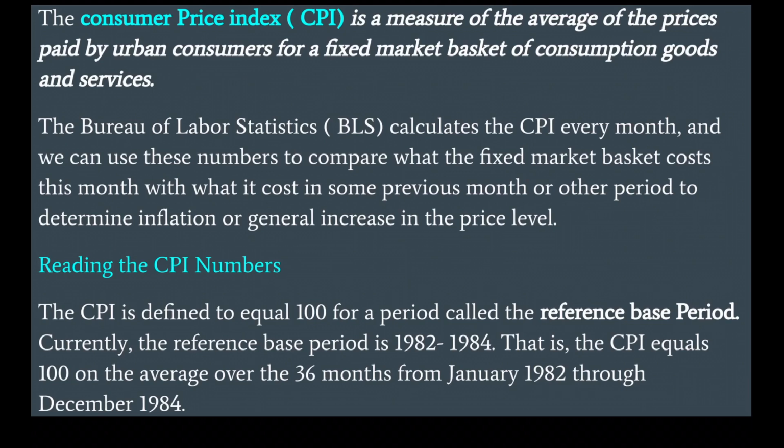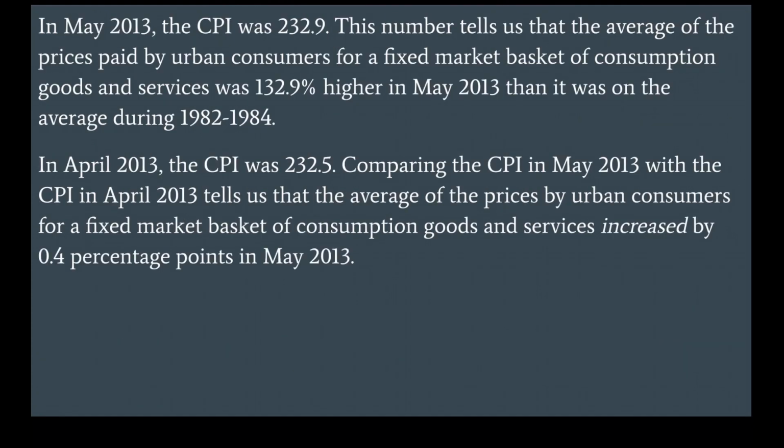Reading the CPI numbers. The CPI is defined to equal 100 for a period called the reference base period. Currently, the reference base period is 1982 to 1984. That is, the CPI equals 100 on the average over the 36 months from January 1982 through December 1984. In May 2013, the CPI was 232.9. This number tells us that the average of the prices paid by urban consumers for a fixed market basket of consumption goods and services was 132.9% higher in May 2013 than it was on the average during 1982-1984.